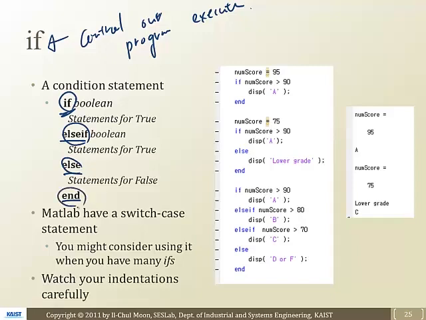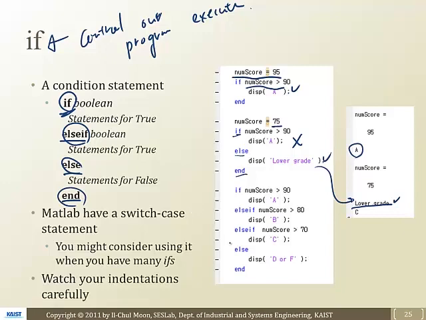For instance, in Matlab, you can type in like this: num score 95. And if num score is greater than 90, display A. So A is displayed, right? Isn't it great? So then num score is changed to 75. And if num score is bigger than 90, display A, but it's not going to happen, else display lower grade. So lower grade is printed out here. And then this is simple if, else, and end. If you recall CS 101, this wouldn't be so difficult, right?